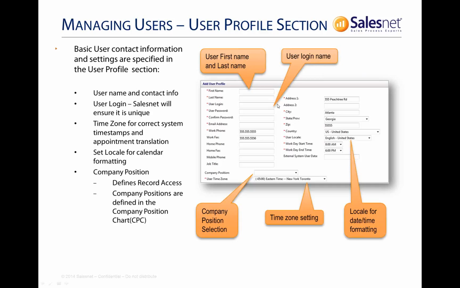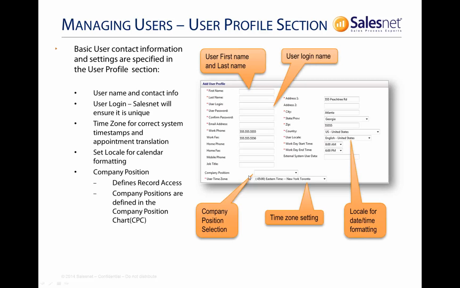Okay, so this section breaks the user profile down a little further. User login, as long as it's unique within your company, can be modified for a user. We talked about time zone and locale. The thing that you can specify, and this is only for admins to specify inside of a user record, is their company position. The company position comes from the company position chart. All right, and we're going to look at that next.